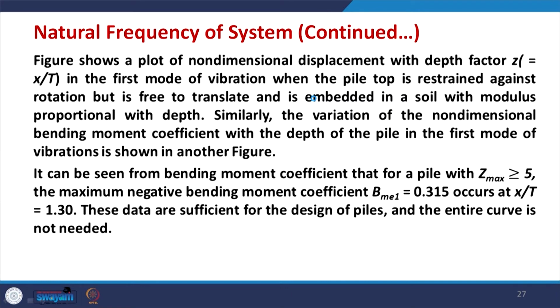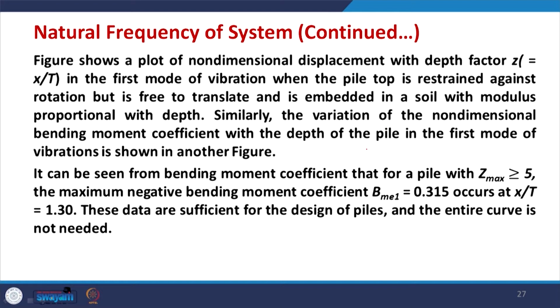Now, to continue with the natural frequency of the system, using this figure what we do, we then find the non dimensional displacement with depth factor Z, which is x by T in the first mode of vibration when the pile top is restrained against rotation, but free to translate and is embedded in a soil with modulus proportional with the depth. Similarly, the variation of the non dimensional bending moment coefficient with the depth of the pile in the first mode of vibration is shown in another figure.